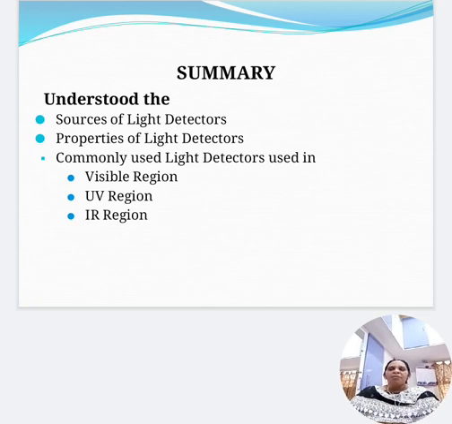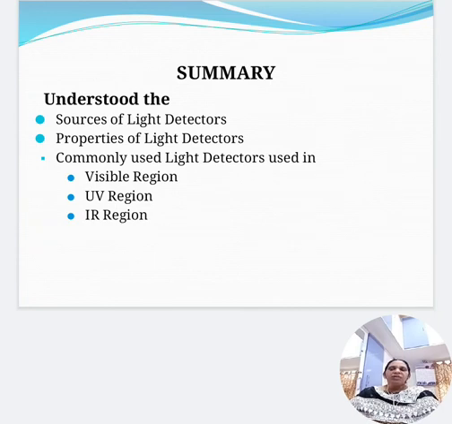Then we have studied the properties of the light detectors. What are the common parameters, the performance requirements that the light detectors must possess? They must possess high sensitivity to the emission wavelength. A minimum addition of noise to the signal must be present. They must possess fast response speed. They must be insensitive to temperature variations. They must be compatible with the physical dimensions of the fiber of the measuring devices. They must be of reasonable cost compared to the other components of the system, and they must have a longer operating time.